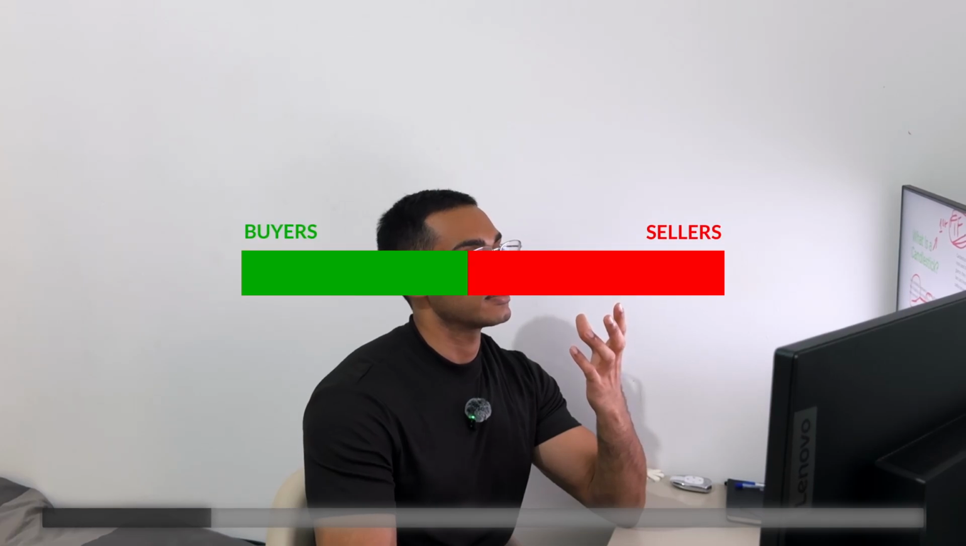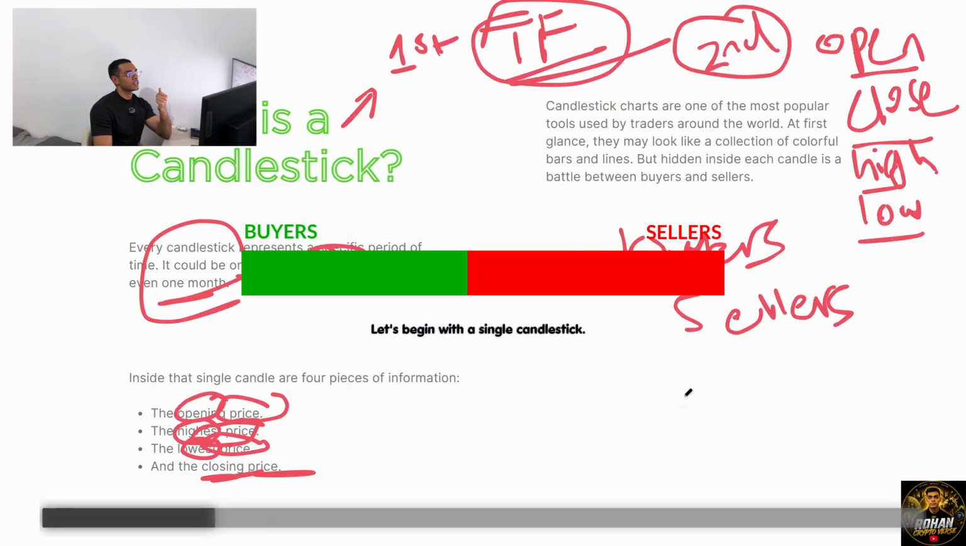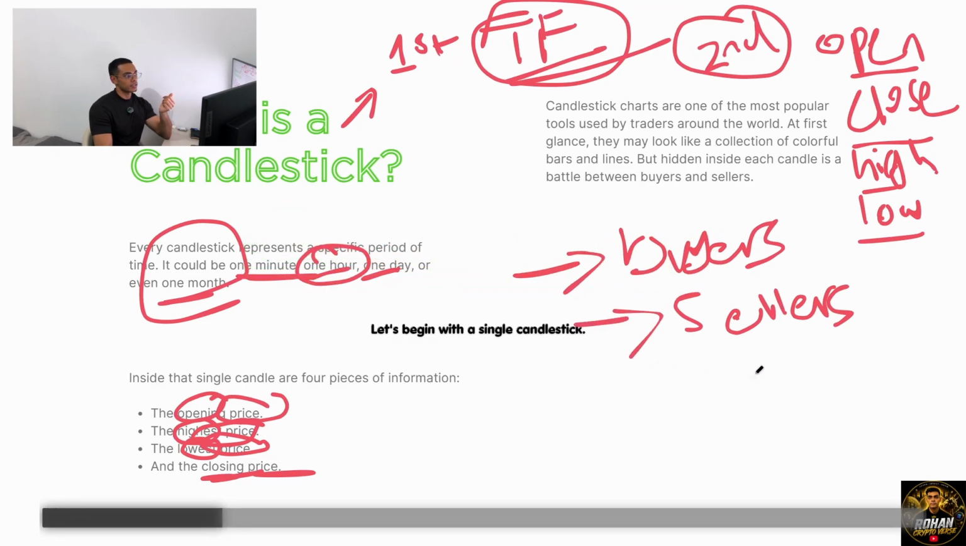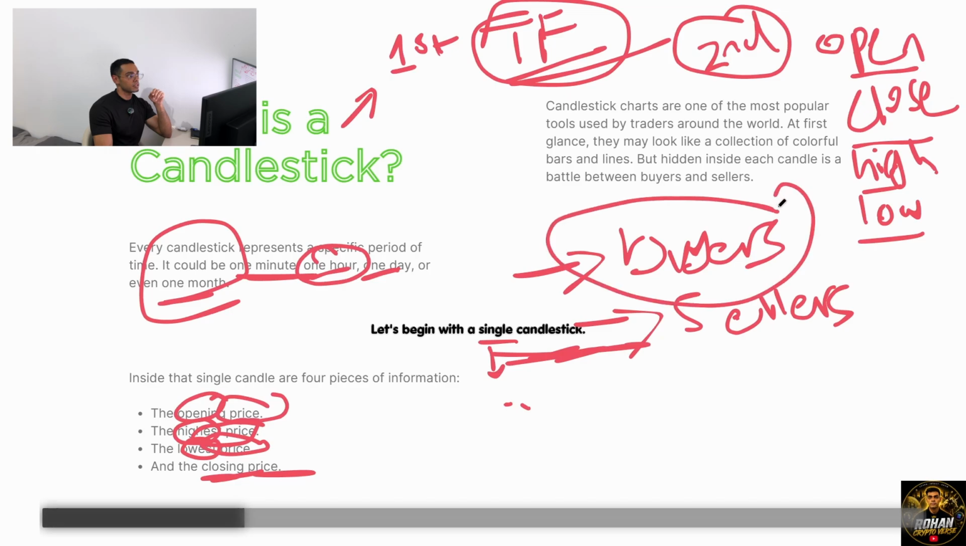Now, we can say that candlesticks also represent the fight between buyers and sellers. If I'm a trader, I want to know who is winning. Either the buyer is winning or the seller is winning. So how do I identify who's in control of the market? By looking at candlesticks. We look at a single candlestick, combine that with multiple candlesticks, and identify whether buyers or sellers are in control.